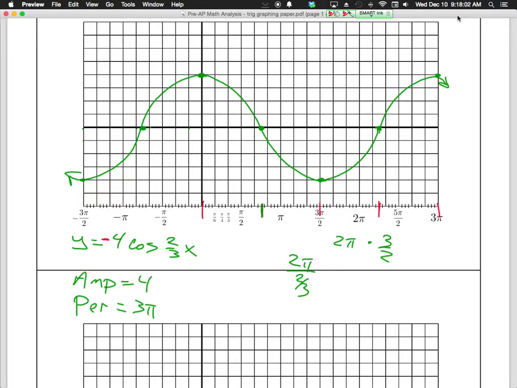So, sine normally starts at the origin and then goes up. But if it's negative, what's going to happen? It's going to go down. Cosine, what's going to happen when it's negative and it's cosine? It's going to start at -4 and then it's going to go up. So that's what the negative does to you. It flips you. Okay? All right.